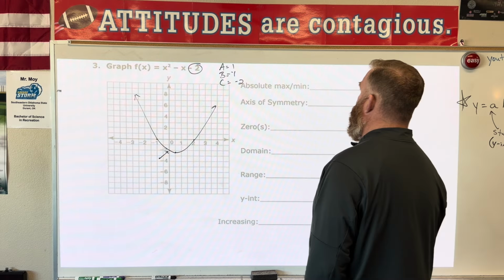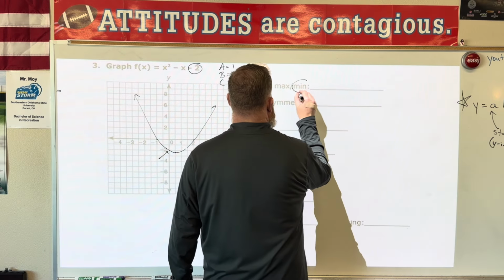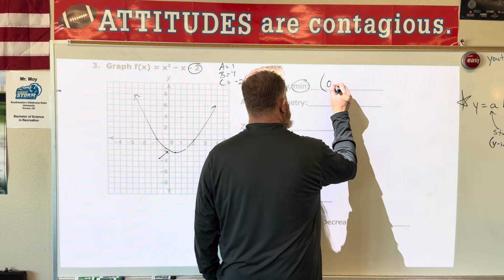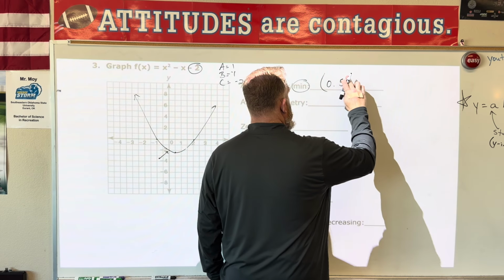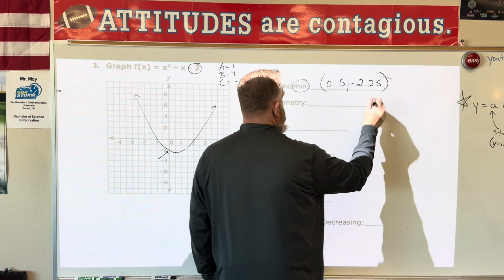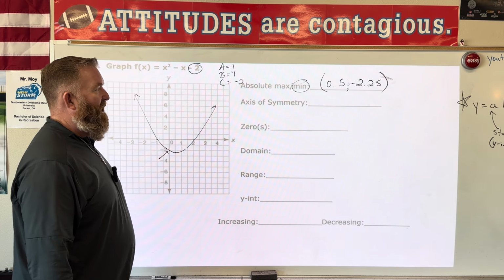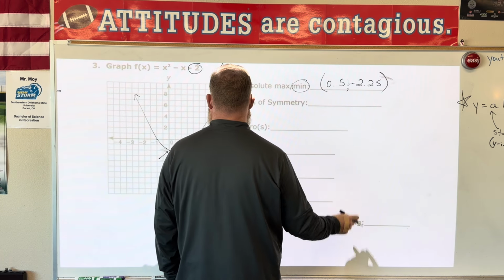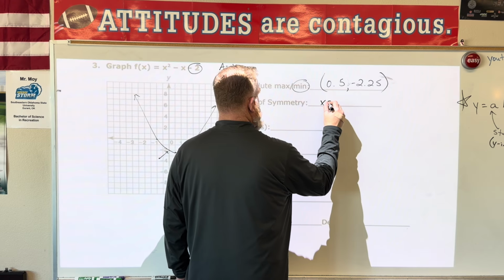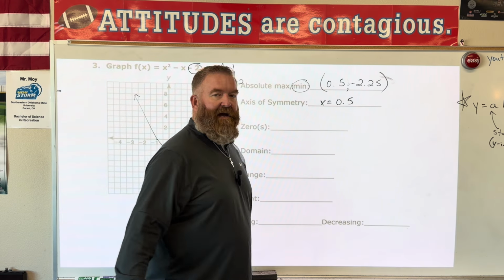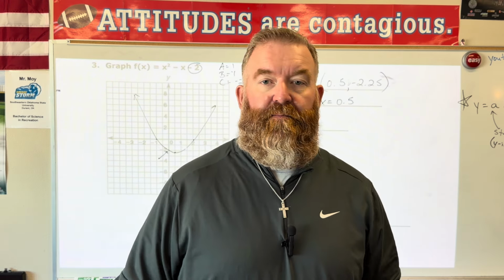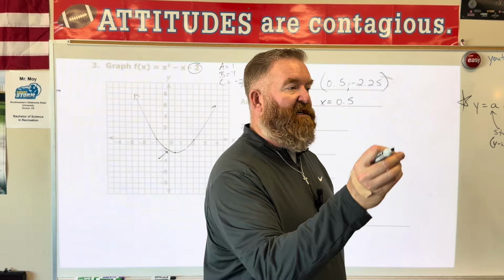All right, here we go. Minimum or maximum? Minimum. Give me the vertex. 0.5 and negative 2.25. Is that what you got? What's my axis of symmetry? Tell me the whole thing. X equals 0.5. Get in that habit now. Don't just say 0.5. How many of you just said 0.5? Don't do that, because if you put 0.5, you're just giving me a specific point.